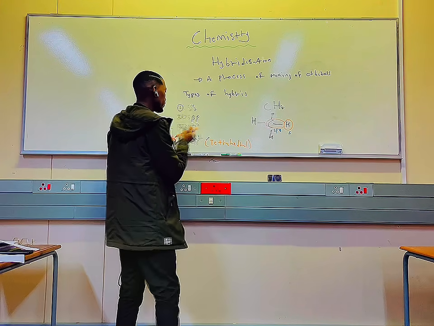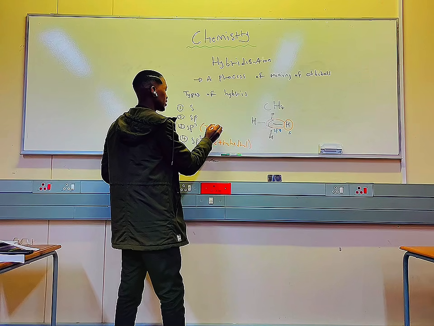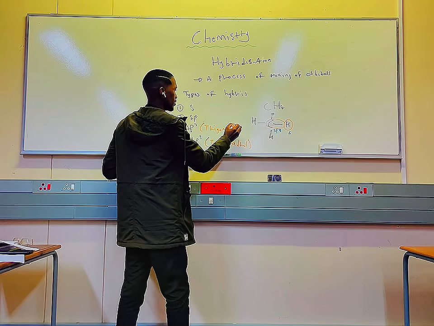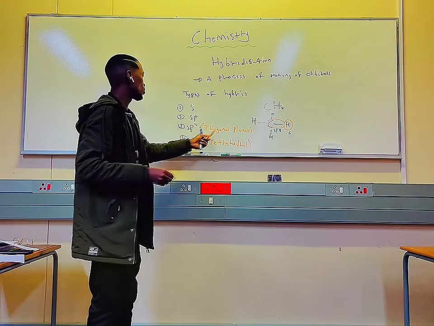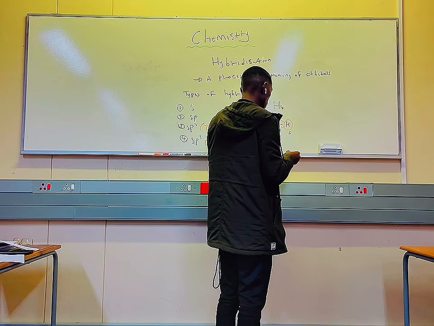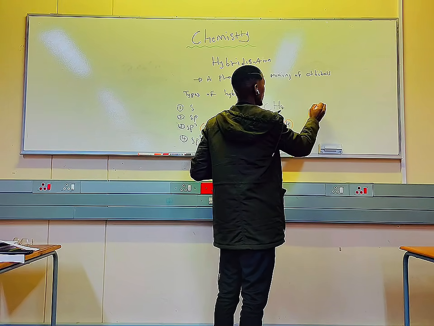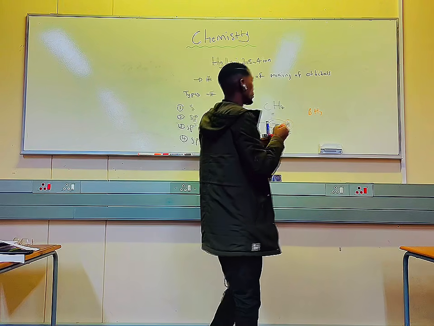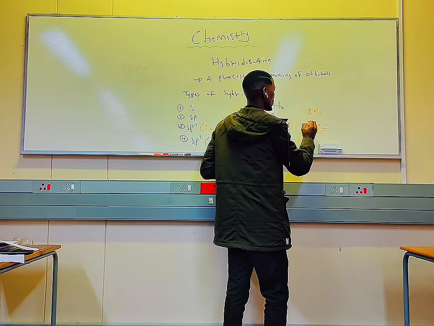And when you have sp2, this is when we have a trigonal planar shape. You remember, something like BH3. BH3 is trigonal planar because of its shape. It's going to look like this.